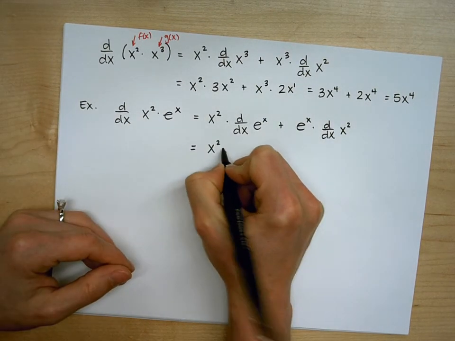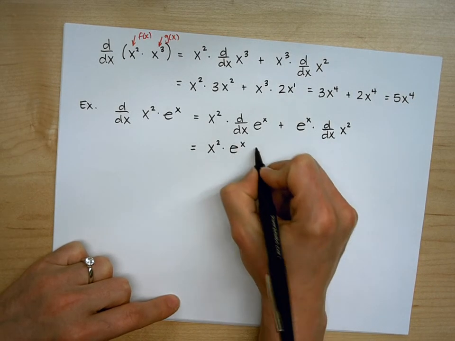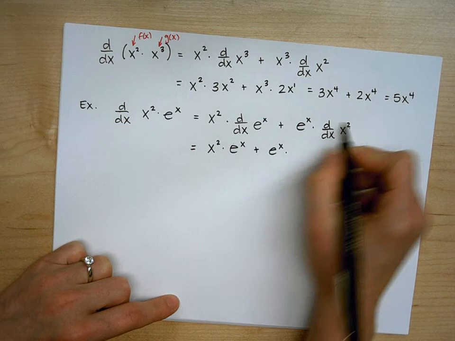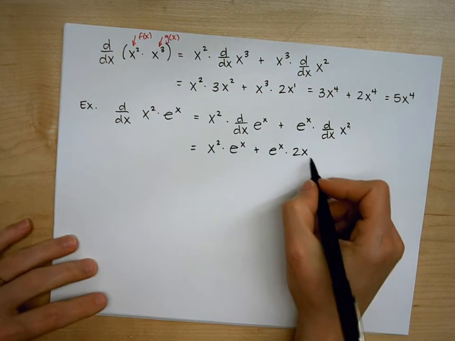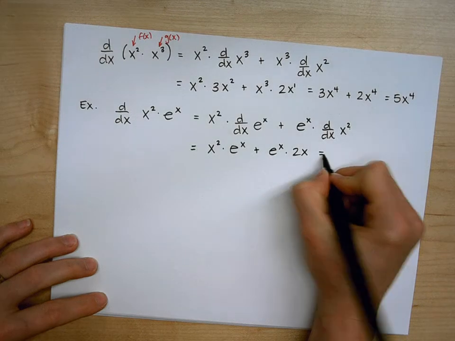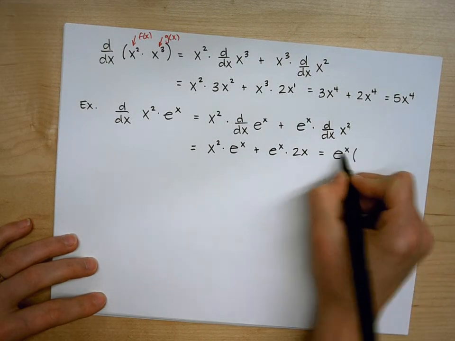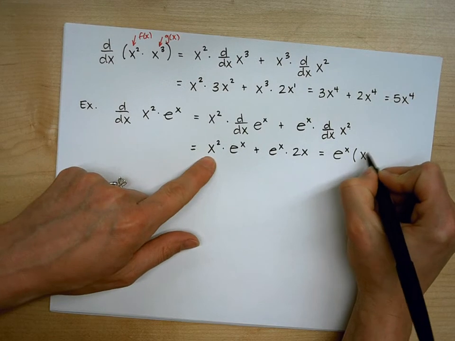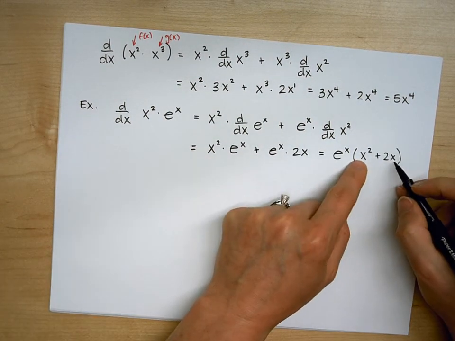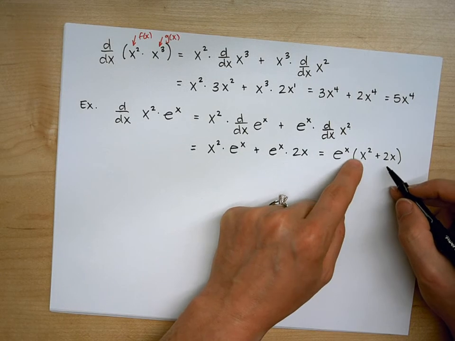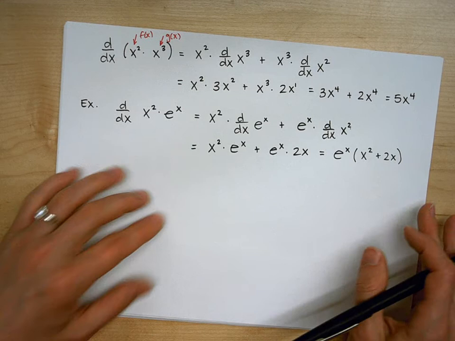And now I can go ahead and take the derivatives. Derivative of e to the x is e to the x. And the derivative of x squared is 2x. Now we could go ahead and just leave it there. If you wanted to simplify a little bit, I do see that I have an e to the x in each term. So you could pull the e to the x out and you'd be left with x squared plus 2x. Actually, I'm also seeing that I have an x in both terms, so you could pull an x out also. Any of these are perfectly legitimate answers.